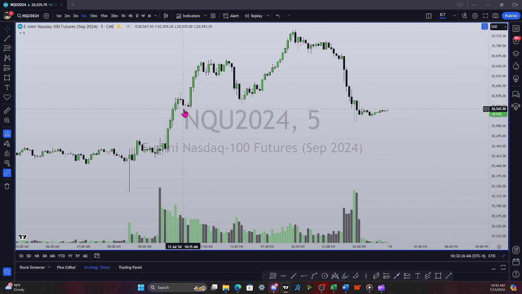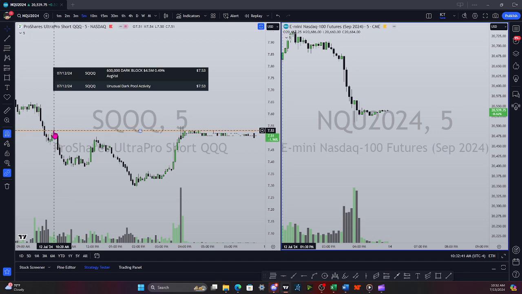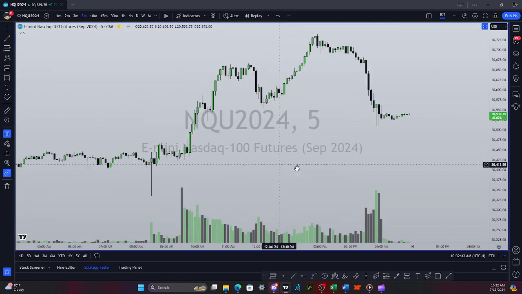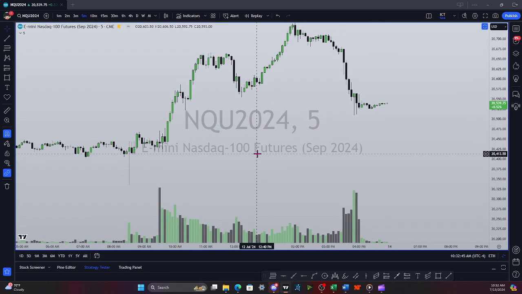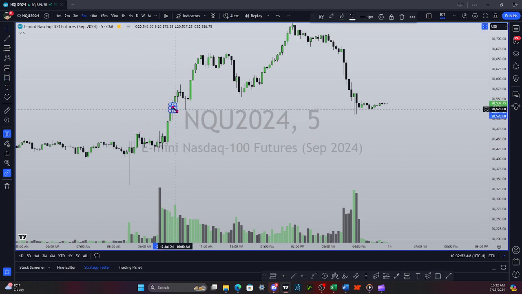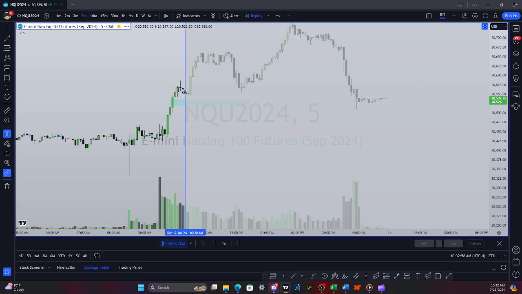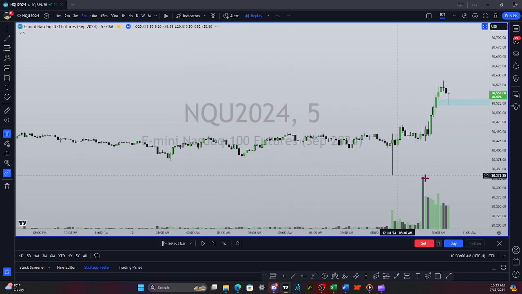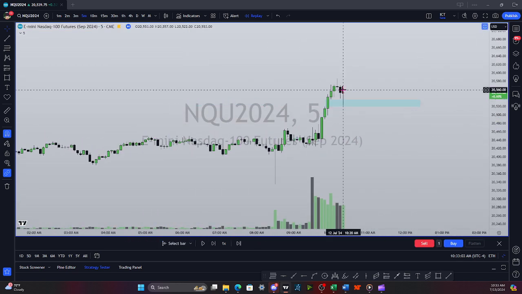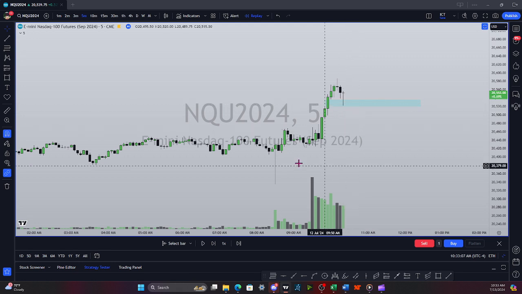So we mentioned this pullback right here lined up with a rejection of the SQQQ dark pool. But the other thing I was seeing at that time is ICT has his fair value gap, which we traded down into here. That was this candle's wick high to this candle's wick low on the first pass through. We left that imbalance there, so we came down, we filled it, and we got the bounce.